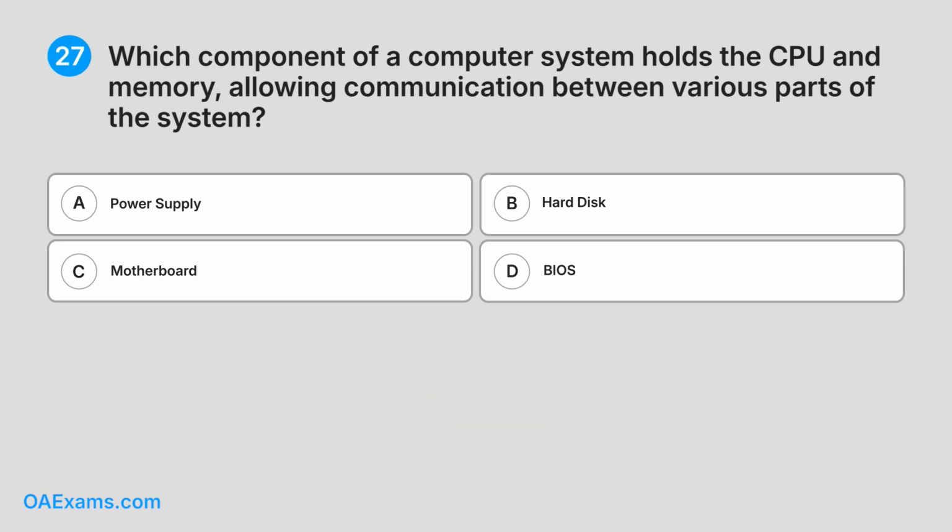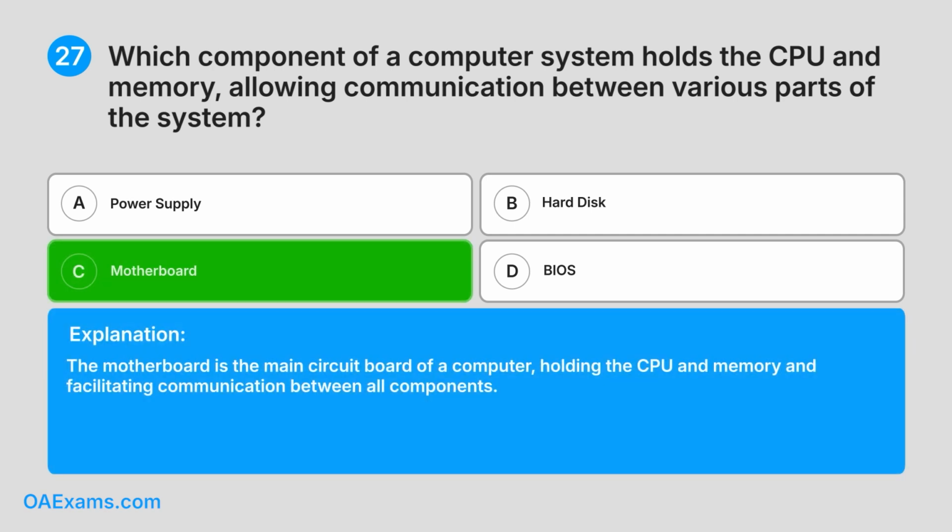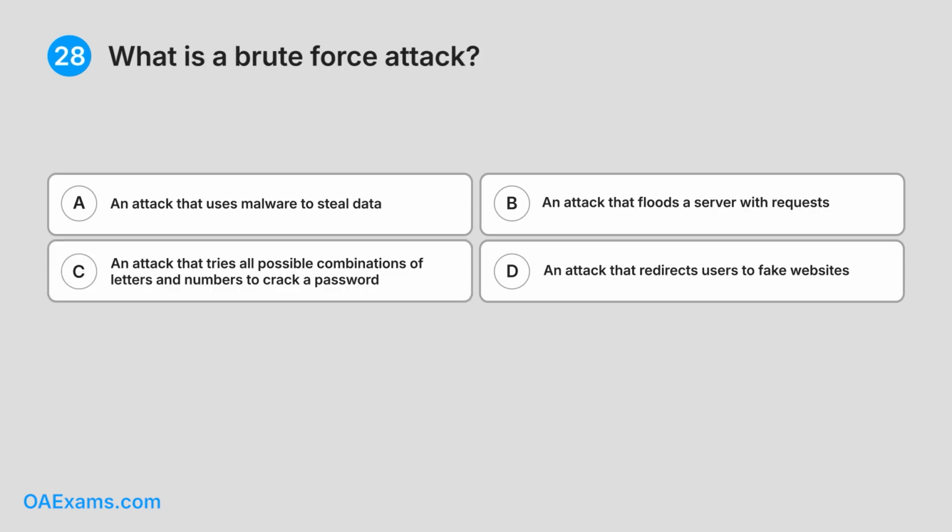Correct answer. C. Motherboard. Explanation. The motherboard is the main circuit board of a computer, holding the CPU and memory and facilitating communication between all components.